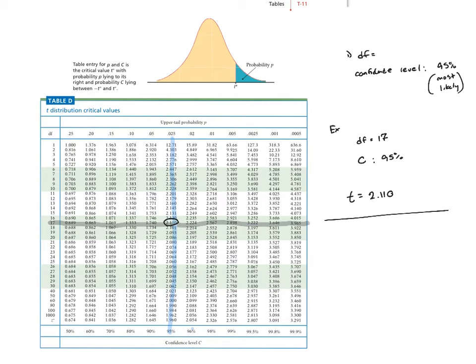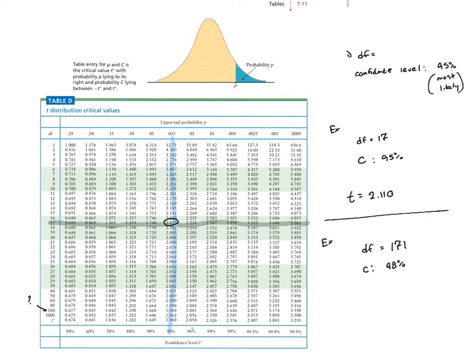The only way this could get a little bit convoluted is if we have a degrees of freedom that's not on the table. Let's say, for instance, degrees of freedom 171, and I want a confidence level of 98%. To do this example, I would first of all identify degrees of freedom 171, which is not there. Remember, if it's not there, I always round down. So while 171 isn't there, 100 is.